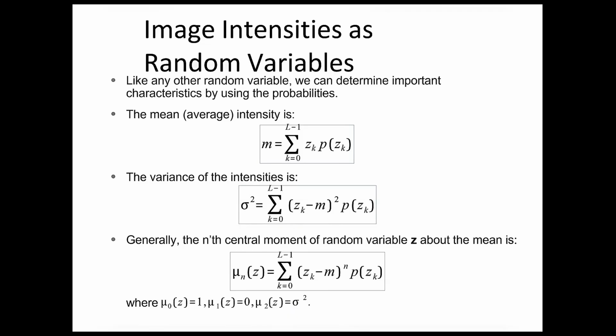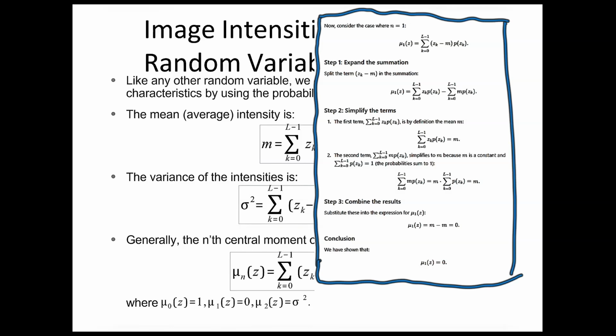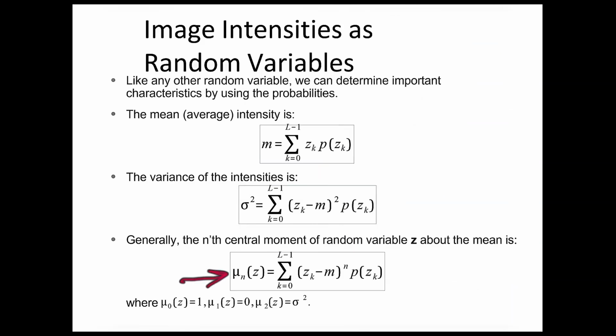How can you prove that this is 0? If n is 1, I multiply this term with this term, and this term with this term. Multiplying gives this term, which is m. Let me open it: the sum over k of z_k p(z_k), which is m, minus m times the sum of p(z_k). What is this? m minus m is 0. It's a general term that defines the mean, variance, and some other moments.